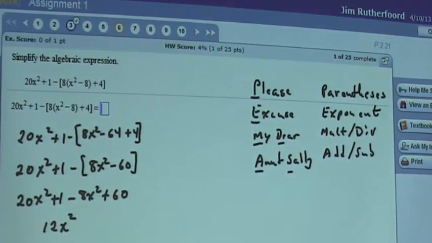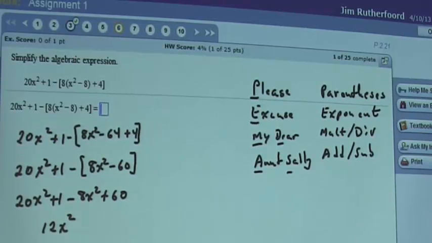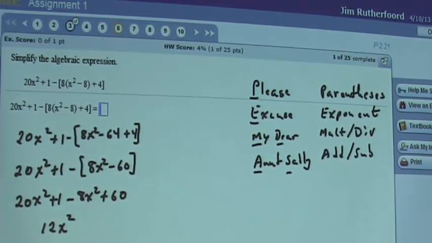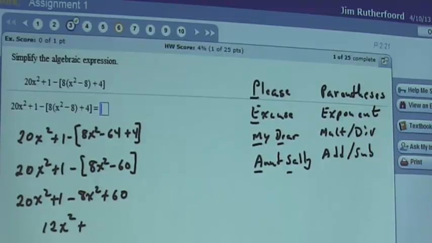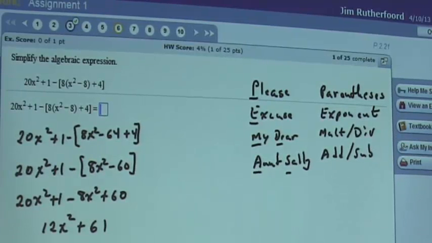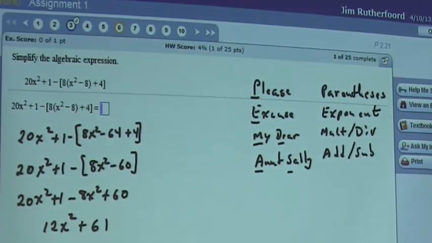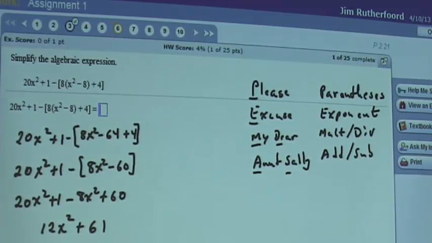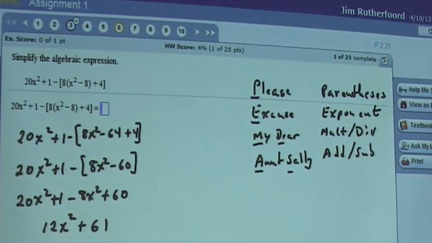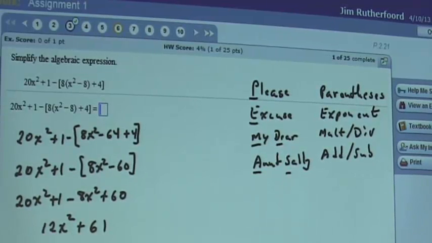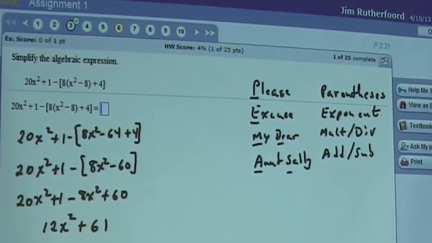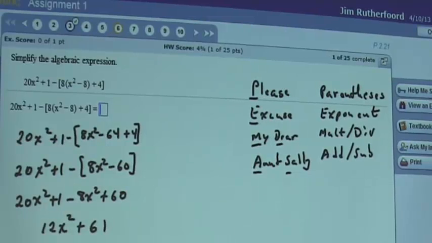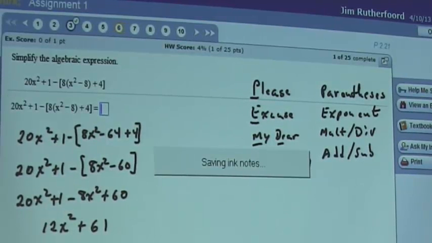Now I have a positive 1 and a positive 60. That adds together to give me 61. Now I've simplified that quite a bit from that original expression up there down to here. And that would be my answer. So let's save that. You all can look at it later.